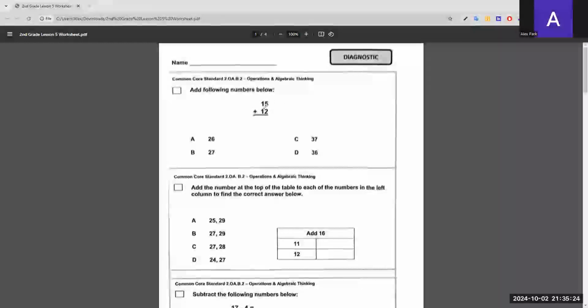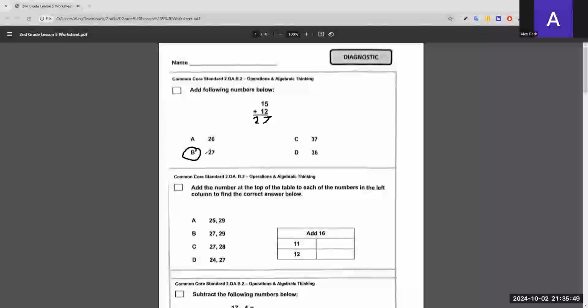So first we have to add the ones place, which is 5 and 2. And 5 and 2 is 7. And then we look at the column to the left, which is the tens place, which is 1 and 1. So 1 plus 1 is 2. So 15 plus 12 would be 27.